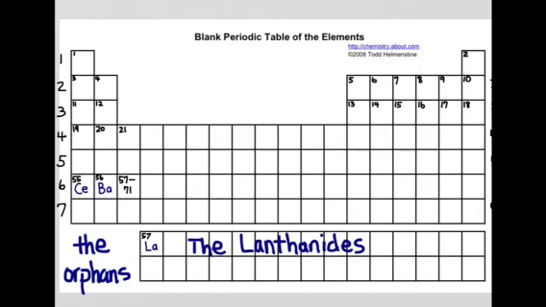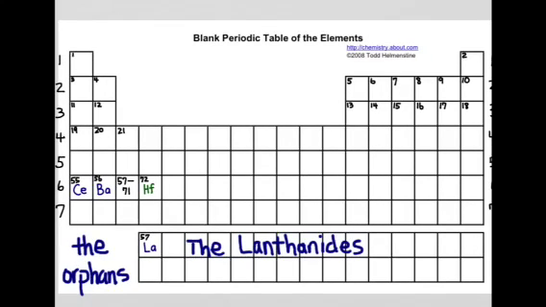So then the element right next to that block would be element number 72. That element's name is hafnium. And if you continue numbering across row 6, you should end up with number 86, which is radon.